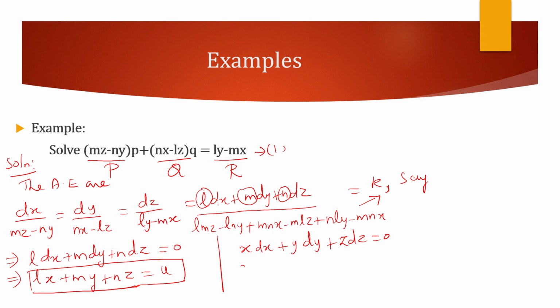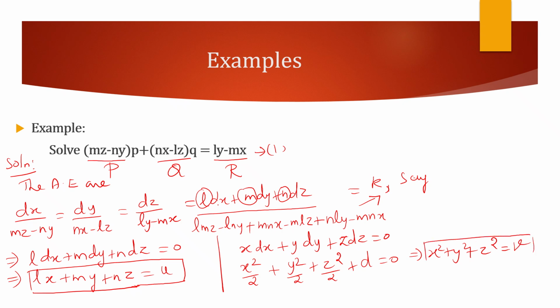When you integrate this, I'm getting the answer as x squared by 2 plus y squared by 2 plus z squared by 2 plus some constant d is equal to 0. Taking this d to the other side, you can rename it, so the second solution is x squared plus y squared plus z squared is equal to minus 2d, which can be taken as our second solution v.